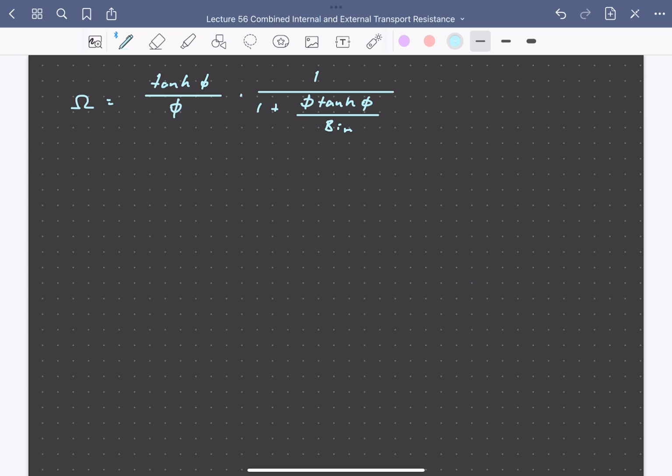So here we have two terms, one associated with the internal effectiveness factor, so this looks identical to the expression we've seen before, and this second term is the external effectiveness factor. So we can describe concentration profiles and temperature profiles for systems that are non-isothermal using the same sort of approaches that we would for treating internal and external resistance separately.